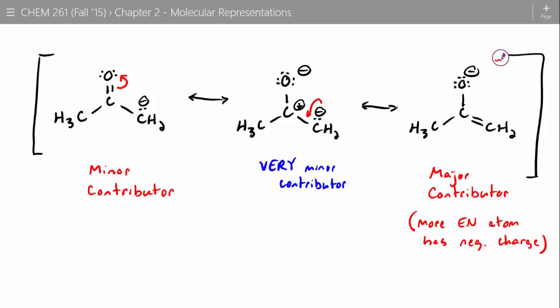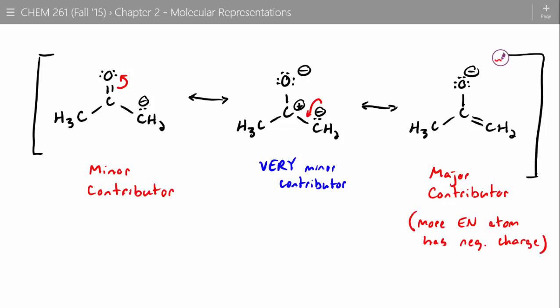In the hybridized structure, would you put a delta positive on the central carbon? You could. It's just going to be a very, very, very small delta positive. Yeah, that's a good question.